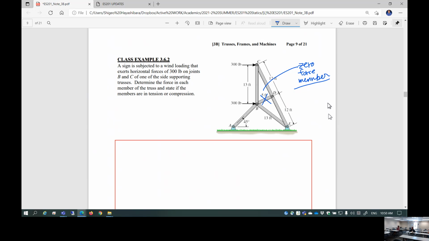So we are going to pick up from this page, page 9, tomorrow, and then continue doing truss analysis. Do you have any question? Let's stop here today. Have a good day.